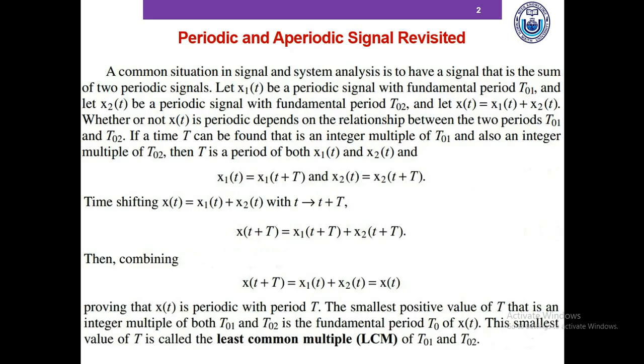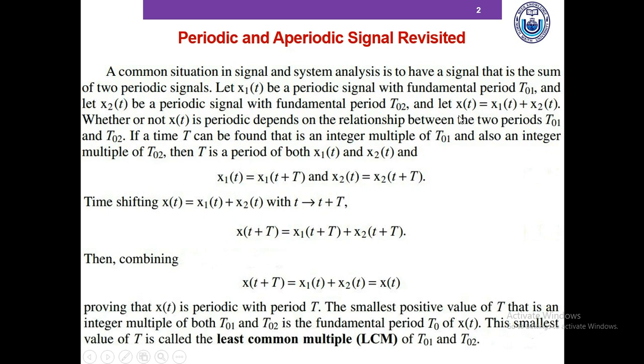We'll continue our discussion on classification of signals, specifically periodic and aperiodic signals. A common situation in signal processing is to have a signal that is the sum of two periodic signals. Let's say you have a periodic signal x1 of t with fundamental period T01 and another periodic signal x2 of t with fundamental period T02. Now we ask, is the sum of these two periodic signals x1 and x2 also periodic?